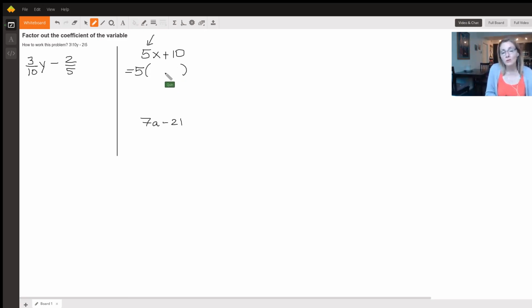So we normally do this by just saying, well, let's see, what would we have to multiply 5 by to get 5x? Well, we'd have to multiply 5 by x. And what would we have to multiply 5 by to get positive 10? Well, that would be a 2. So this would be the factored form where we have factored out the coefficient of the variable x. And you'll notice that if you distributed back inside, 5 times x is 5x, 5 times 2 is 10, you'd get the original polynomial back.